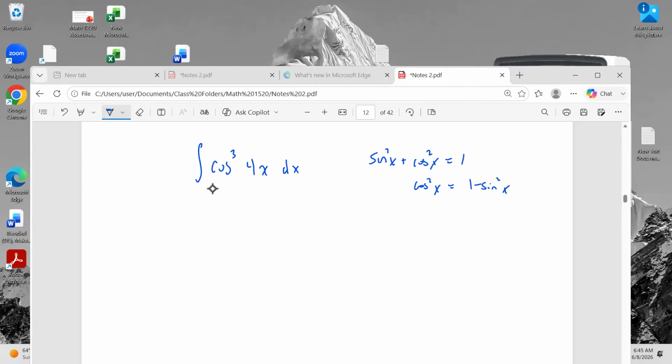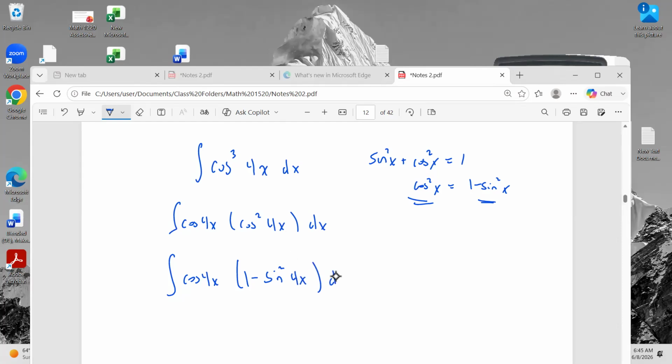Okay, so that's what we're going to do. We're going to say this is the integral of cosine of 4x times cosine squared of 4x dx. And then when we look at the cosine squared, we say, wait a minute, that looks like something else we've seen before. That's 1 minus sine squared. So we have the integral of cosine 4x times 1 minus sine squared of 4x. Keep the arguments the same, dx.